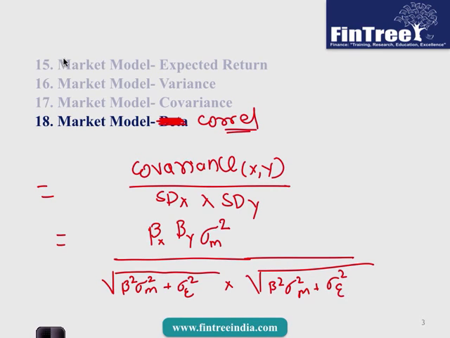Right, so if we have market model data and the question is asking us to calculate correlation, then simply using the first two formulas you can derive the last formula. Are we good to go ahead?